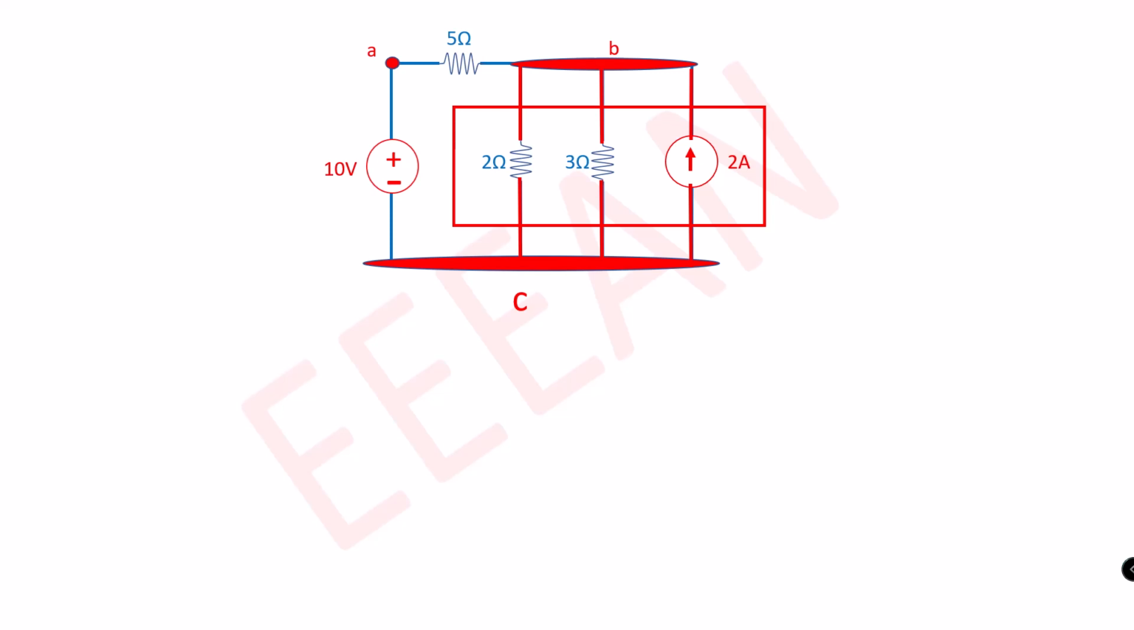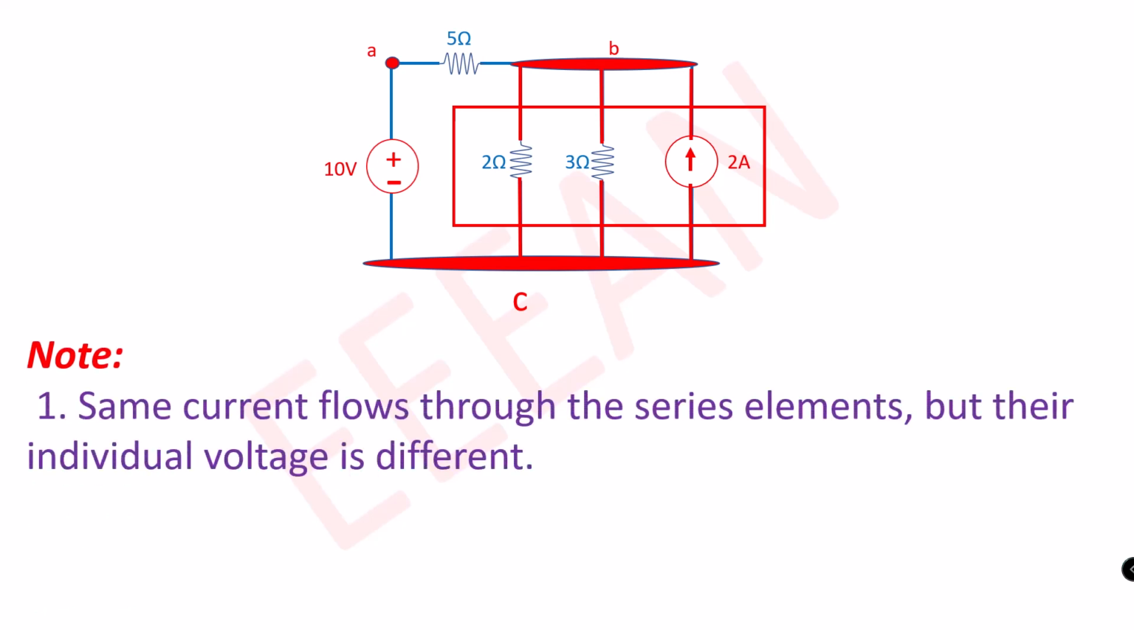The same current flows through the series elements, but their individual voltages are different. For the elements connected in series, the current flowing through these elements is the same, but the voltage across these elements may be different. Look at the circuit, the 10-volt voltage source and 5 ohm resistance are in series. So, since these elements are in series, the same current flows through these elements, but their individual voltages are different.